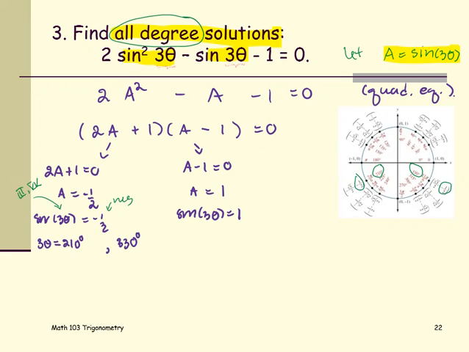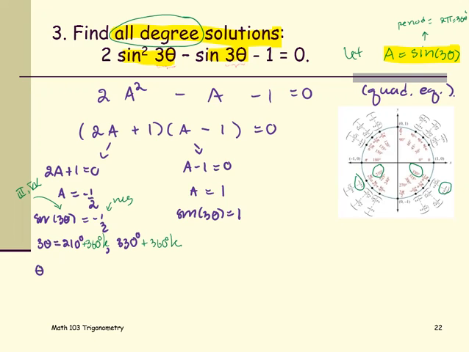So we find all degree solutions. That means we're going to add a multiple of the revolution, or the period. For the sine function, the period is 2 pi or 360 degrees. So we're going to add a multiple of 360 degrees, or 360 degrees times k. And then we're going to solve for theta. Divide both sides by 3.